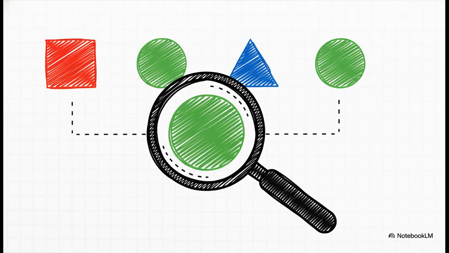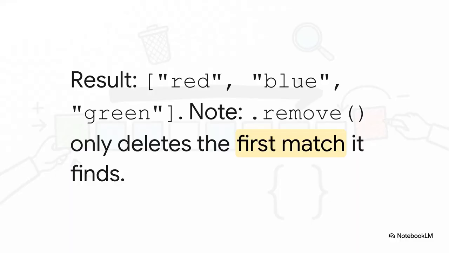First up, we've got remove. This is the one you use when you know the name of the thing you want to get rid of, but maybe you have no idea where it is in the list. You're just telling Python, hey, find the word green for me and get it out of here. Okay, and there's the result. But wait, look closely. Our original list had green in it twice, didn't it? But .remove only got rid of the first one it found. Now this is a super important detail to remember. .remove does its job, finds the first match, and then it stops.